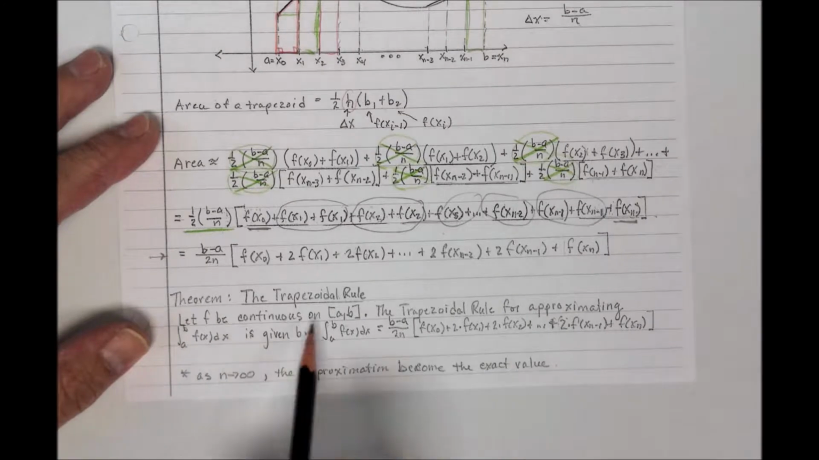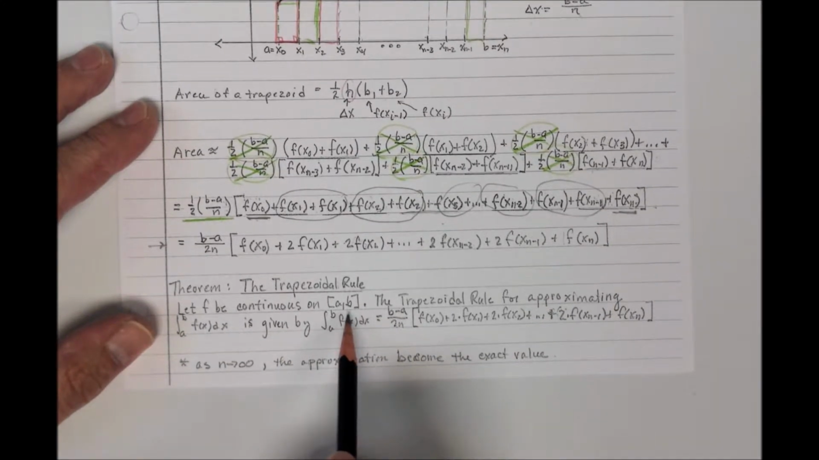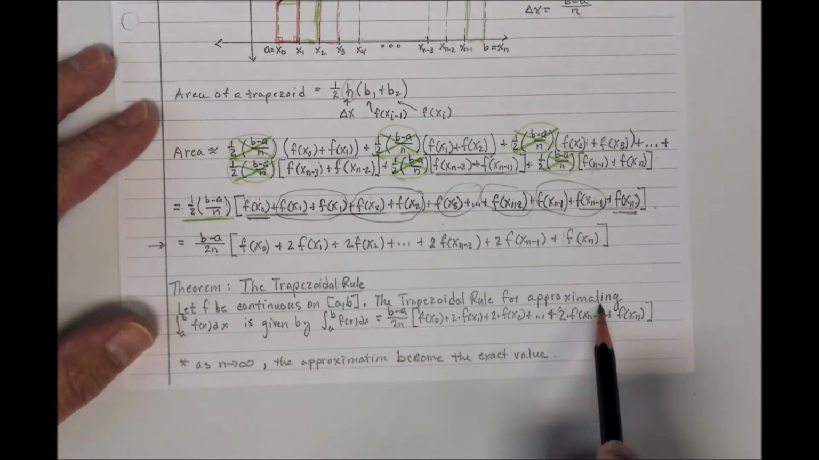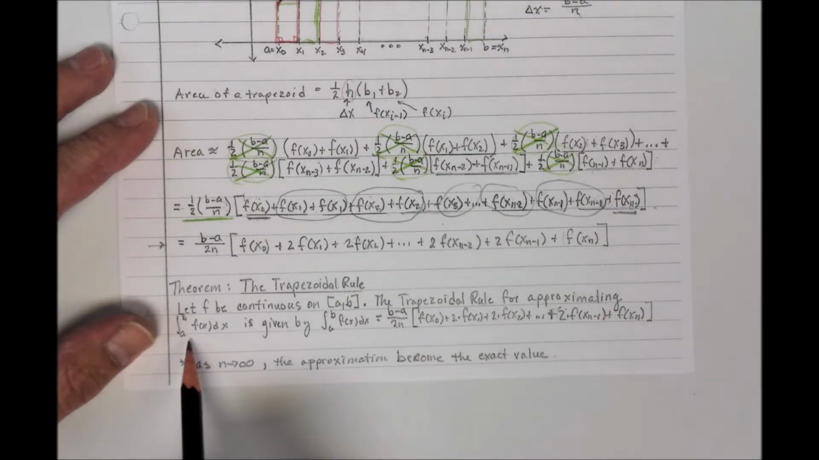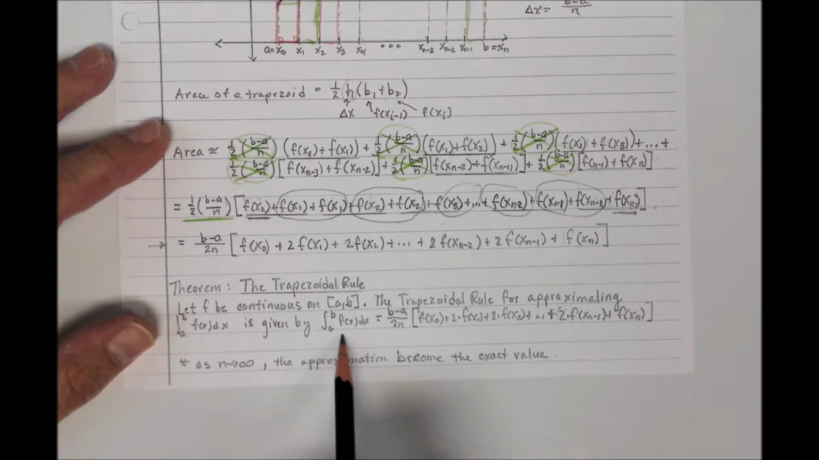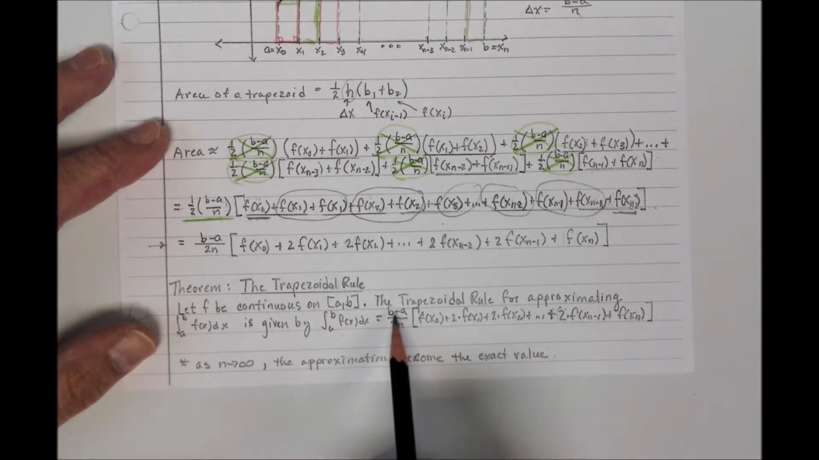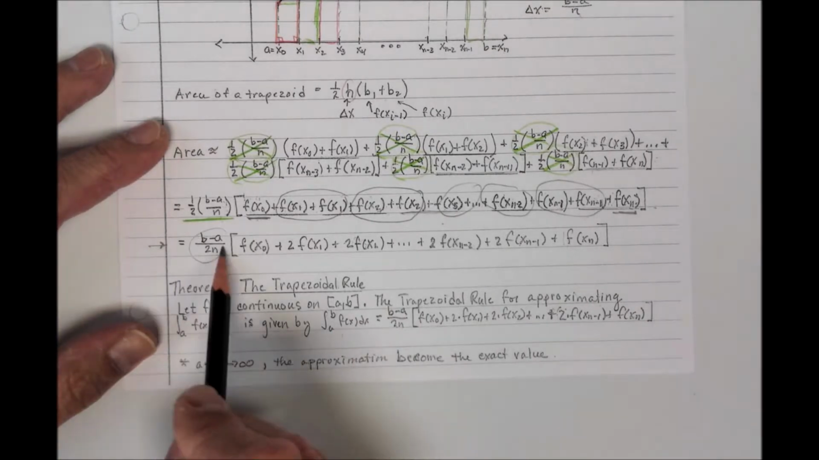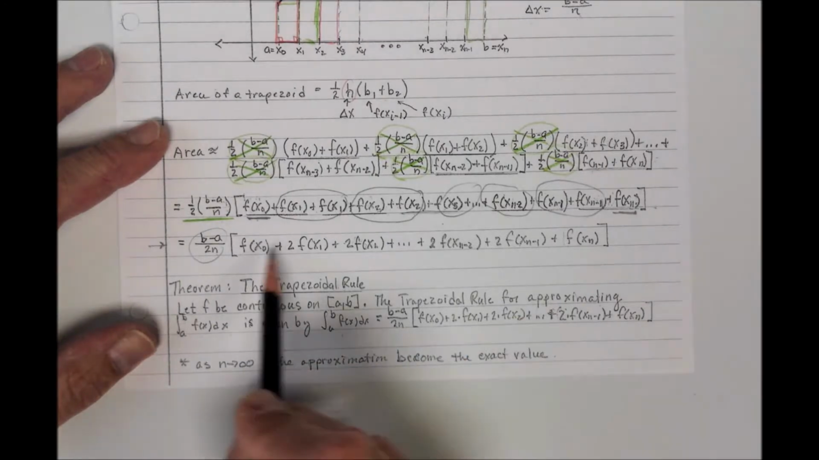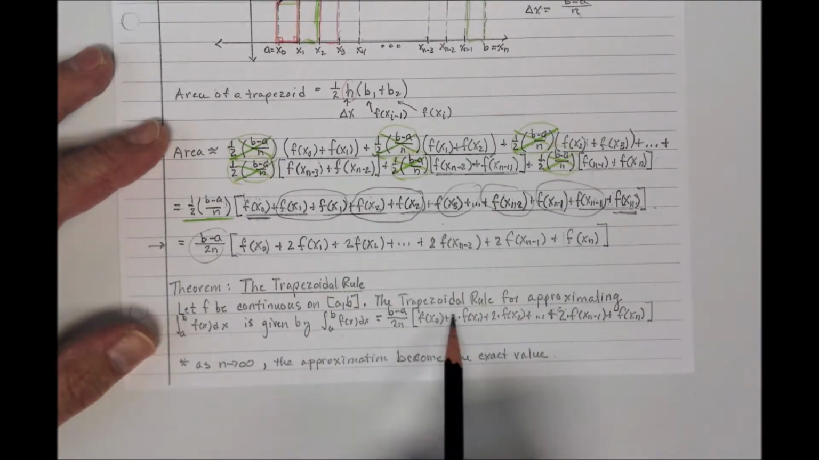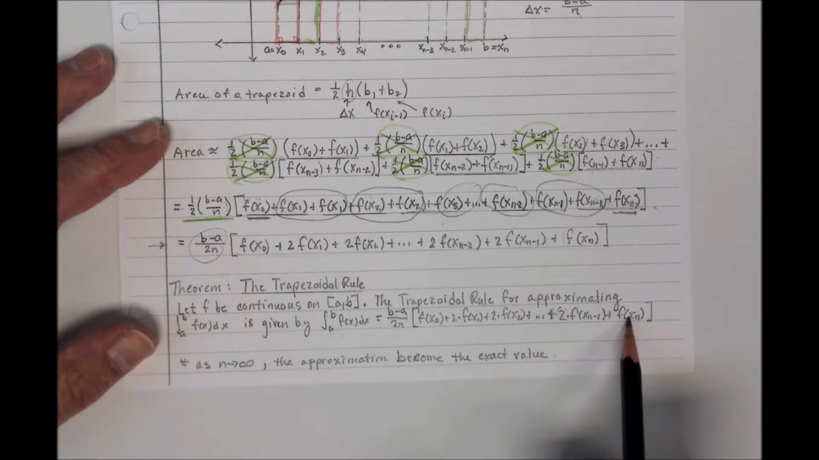Let f be a continuous function on the closed interval from a to b. The trapezoidal rule for approximating, not getting an exact value, but approximating the area under the curve, or the definite integral from a to b of f(x) dx, equals b minus a over 2n, that's this part, and then that long sum here where it goes 1, 2, 2, 2, 2, 2, 2, 2, 2, 2, and with a 1 on the end.